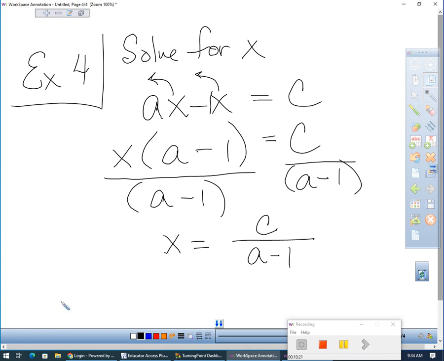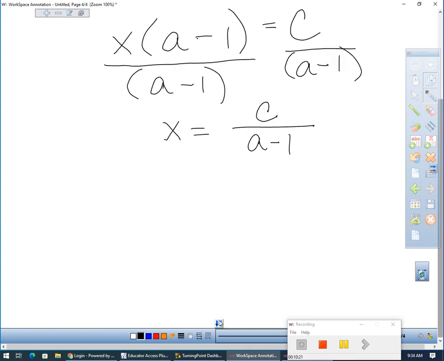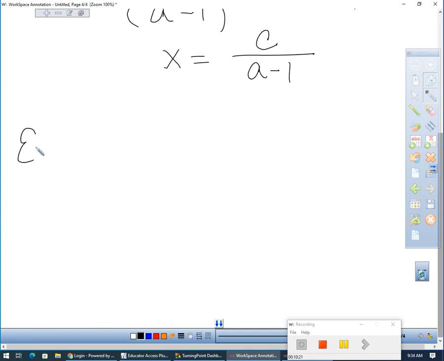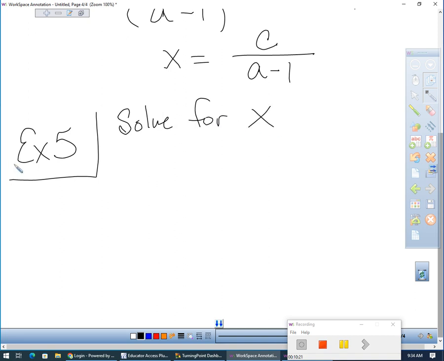Okay? We're going to practice this a lot. Don't worry. Let's go to example number 5. All right, so I'm going to add in a little bit more. Does that sound like fun? Yes, it does. Solve for x. You guys are going to be fine. Let's say I have 4 times x minus b equals x.